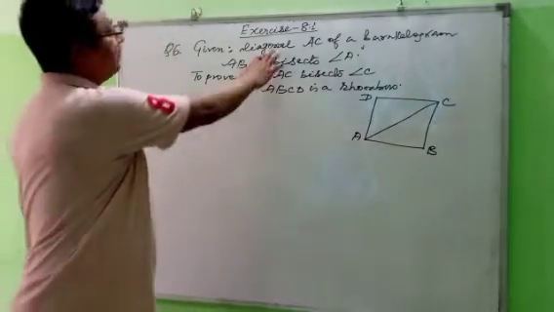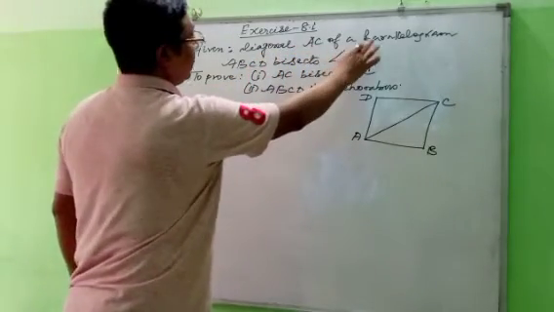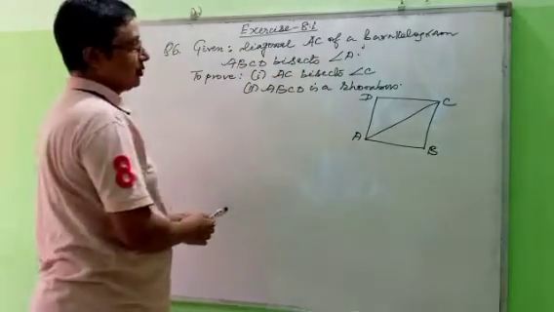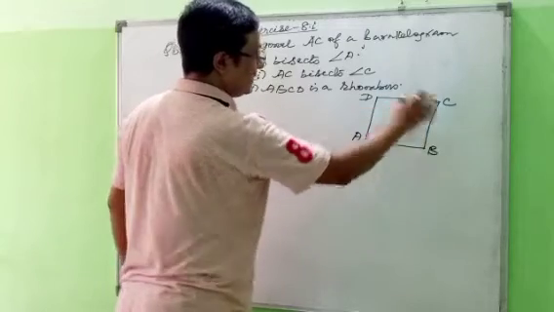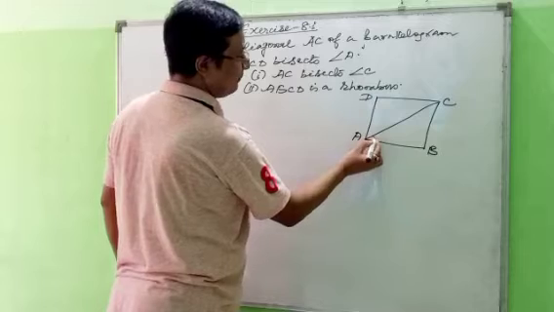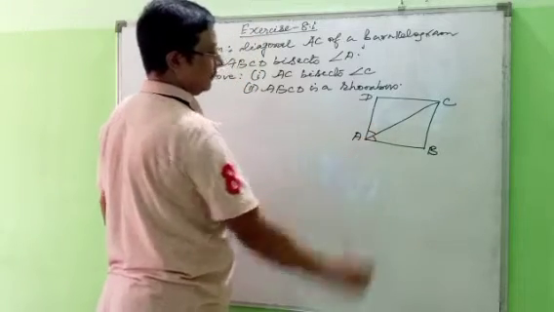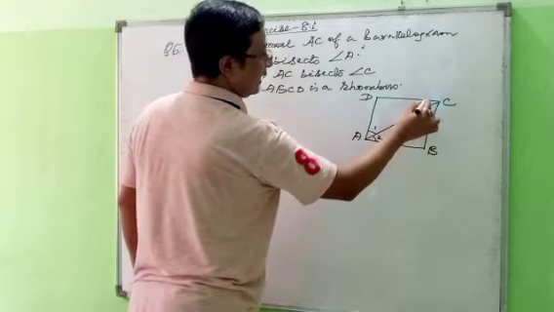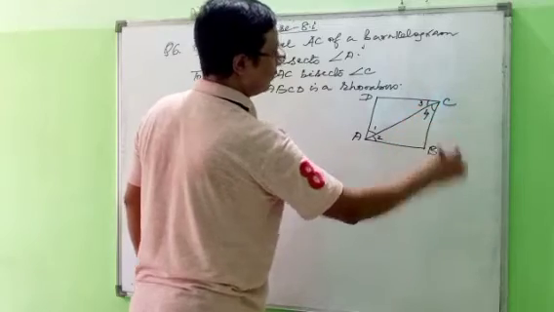In the given part, we see that diagonal AC of parallelogram ABCD bisects angle A. That means it divides angle A into equal parts, so these two angles will be equal. Let us name these angles as 1 and 2, and let this be 3 and 4.